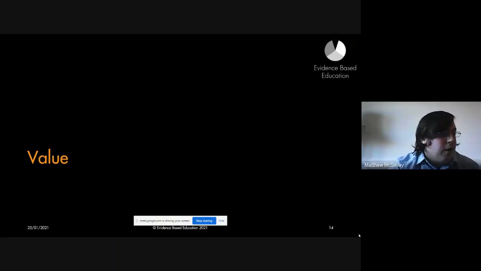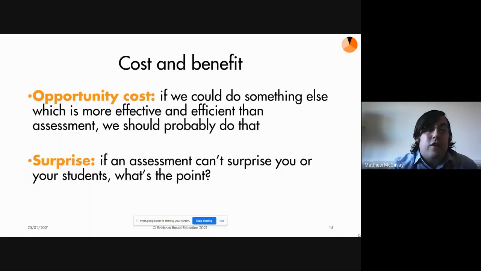And the final of those pillars is when we think about value, and that's about the cost of doing an assessment. Actually, the costs of doing assessments are incredibly high in terms of the time it takes to set the questions, for students to complete any questioning or any activities we give them, to mark them, to offer feedback. But if the quality of the information that you're getting isn't commensurate with the amount of time that you're putting in, then we probably should be doing something different with that time. So there's always an opportunity cost.